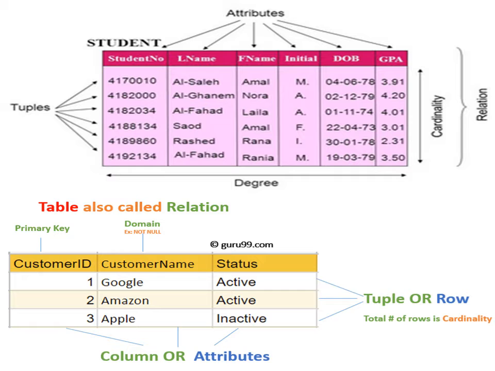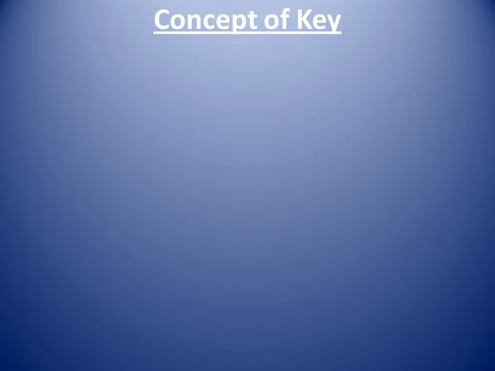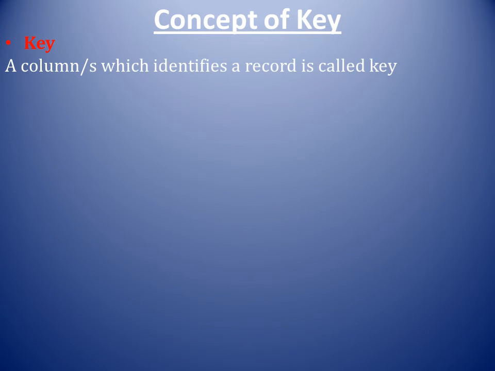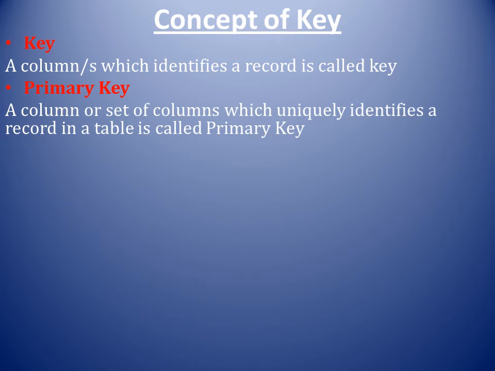Now let's discuss the concept of keys. What is key? It is a set of column or columns which identifies a record. There are various keys like primary key, that column or set of columns which identifies a unique record in a table. The values of the primary key column cannot be repeated.